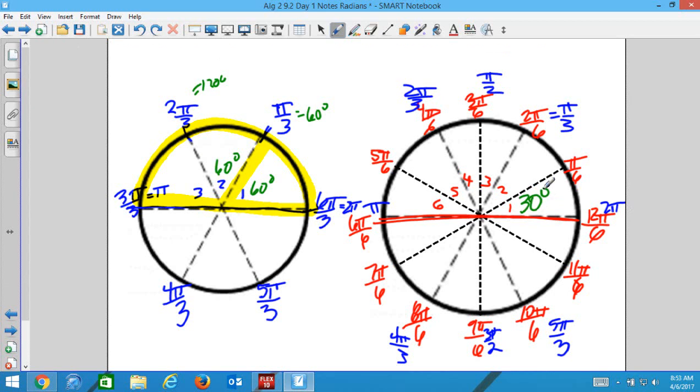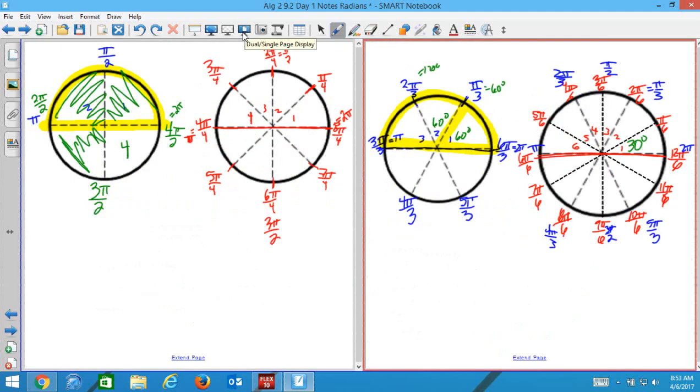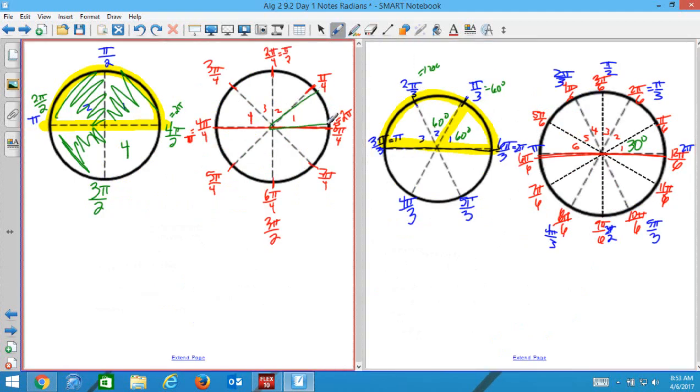Or back up, go back to one previous one. This one here, what's the angle in degrees when we divide it by 4? 45 degrees. 45 degrees, 60 degrees, 30 degrees. Does that sound familiar at all? Yes. No.